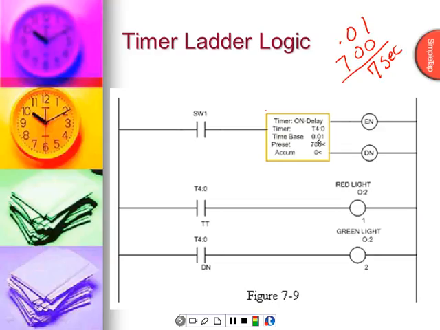So what will happen in 7 seconds? 1, 2, 3, 4, 5, 6, 7. This done flag, or this done coil right here, will energize. And if you notice, done here will close. And this guy, because it's no longer timing, will open back up.